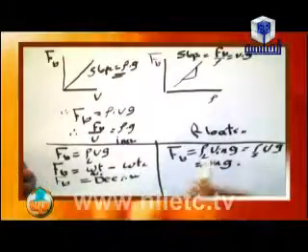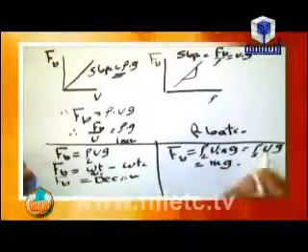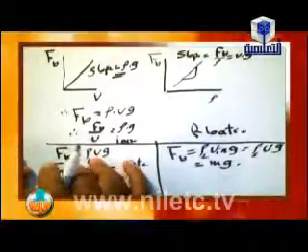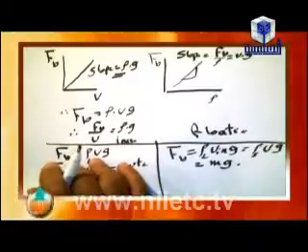In case of floating again, FB equals rho liquid V immersed times g, which is equal to rho solid V times g, and equal to mg. In a problem of Archimedes, we have to think first: does the body sink or float? If the body is immersed, we use the rule of immersed. If the body floats, we use the rule of floating. That's very easy.